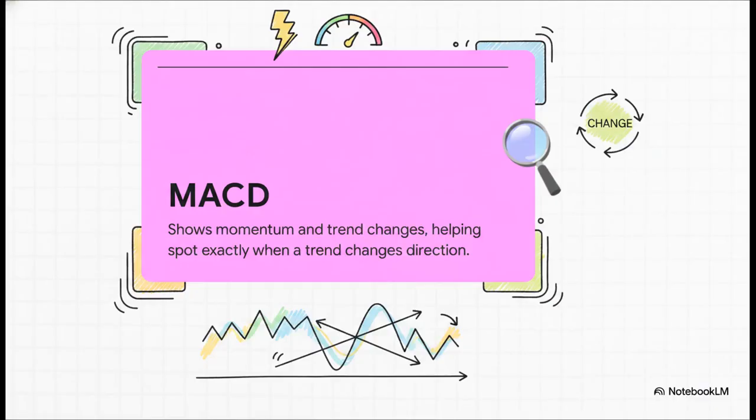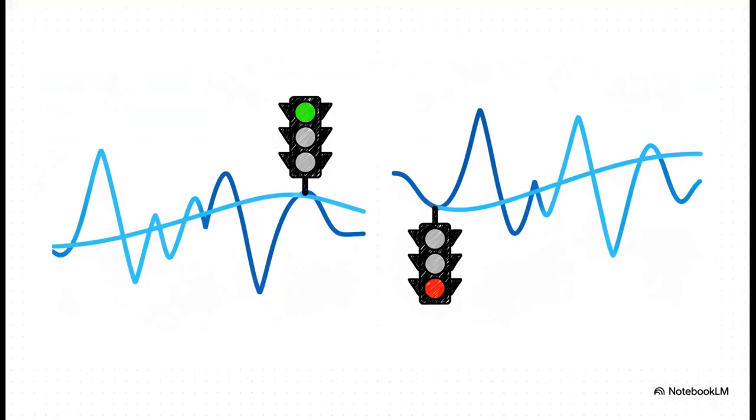Let's pivot to the MACD, Moving Average Convergence Divergence. This is another momentum gauge, but it's specifically designed to help us spot exactly when a trend is starting to change direction. It compares two different moving averages to visually show us when the market's energy is shifting gears. Watching for crossovers on the MACD is an absolute game changer. It's exactly like seeing a traffic light turn green for buyers or red for sellers.